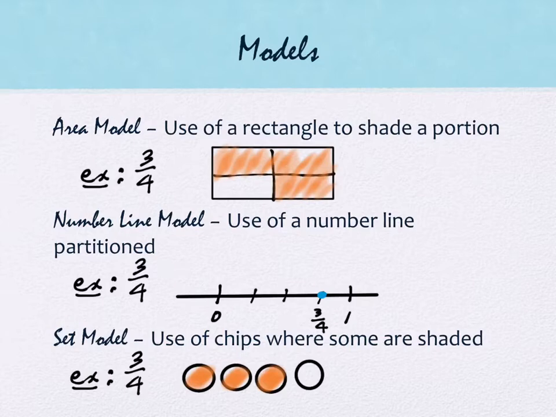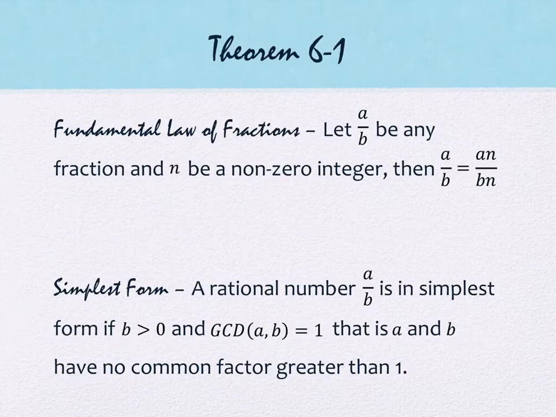In many of your math courses along the way, you're going to see the phrase fundamental law of, or fundamental theorem of, or fundamental principle of. Anytime they use the word fundamental, it's really important. So this is the fundamental law of fractions. It says let a over b be any fraction and n a non-zero integer. Then a over b is equal to a n over b n.